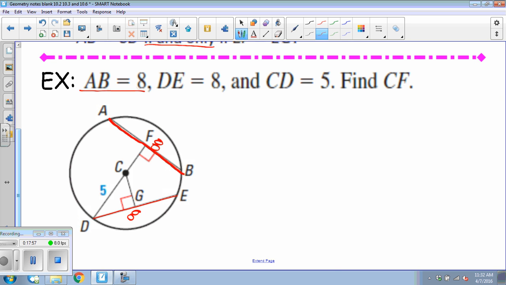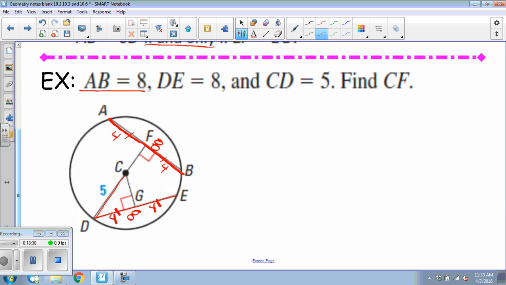Now I see that those are perpendicular to the center. So what does it do to those chords? It bisects them, right? So this piece is 4, this piece is 4, this piece is 4, and that piece is 4. Now, it says that CD is 5. What is CD? It's the radius. So CD is 5, and they give us that.